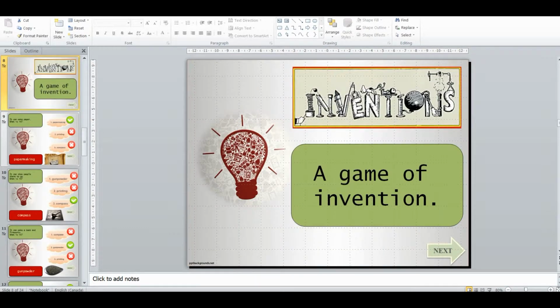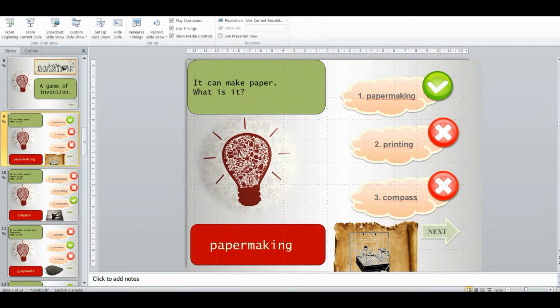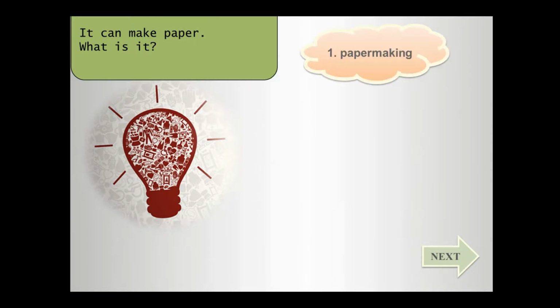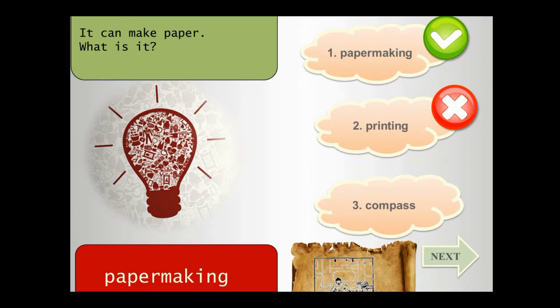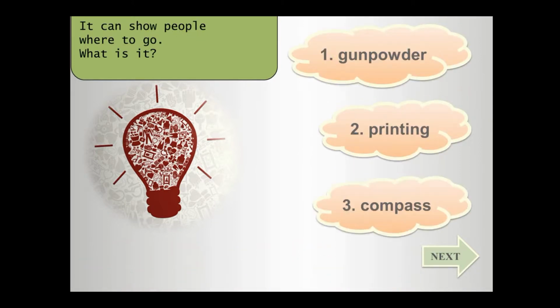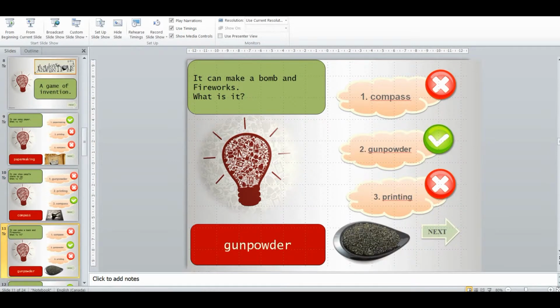Then we're going to go into a game of invention, and how it works is they have to guess what the invention is. So it can make paper. What is it? No. So this one is basically there's a description of what it can do, and they have to be able to decide from the multiple choice 1, 2, 3 of what it is.